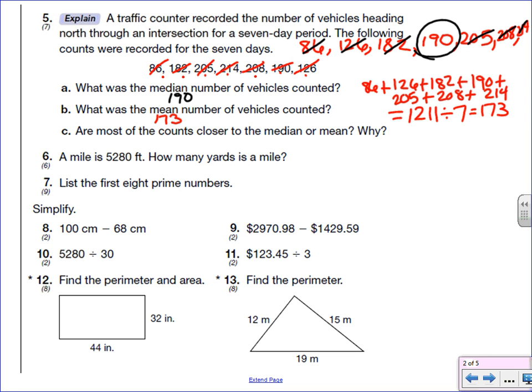Are most of the counts closer to the median or the mean? Well, the median was 190 and the mean was 170. Most of the numbers are around 180 to 200, so it looks like most of them are closer to the median. We got 1, 2, 3 that are around 200, and then 190 is close to the median, obviously, since it is.